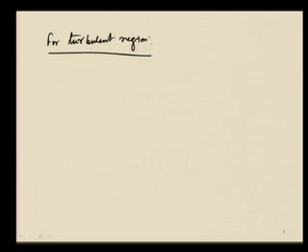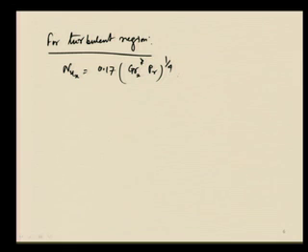Now, for the turbulent region, Nusselt x is equal to 0.17 into Gr_x star into Prandtl number, to the power 1/4, and here the range is 10 to the power 13 less than Gr_x star Prandtl less than 10 to the power 16.